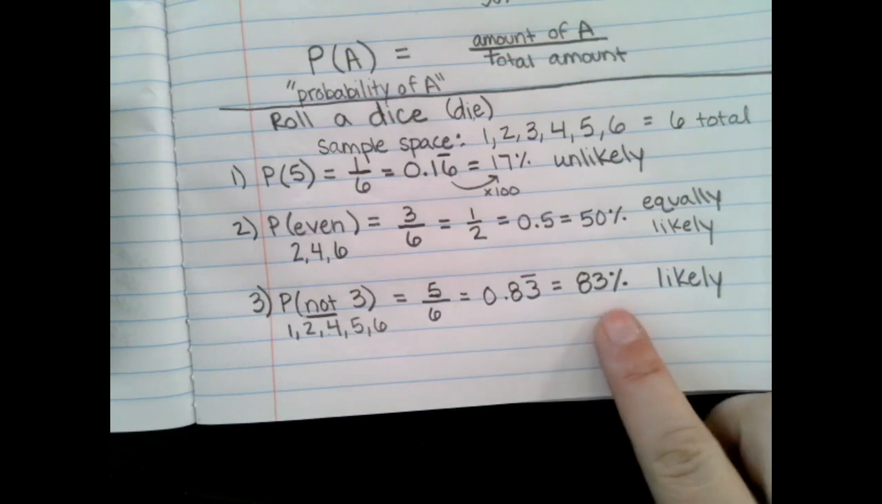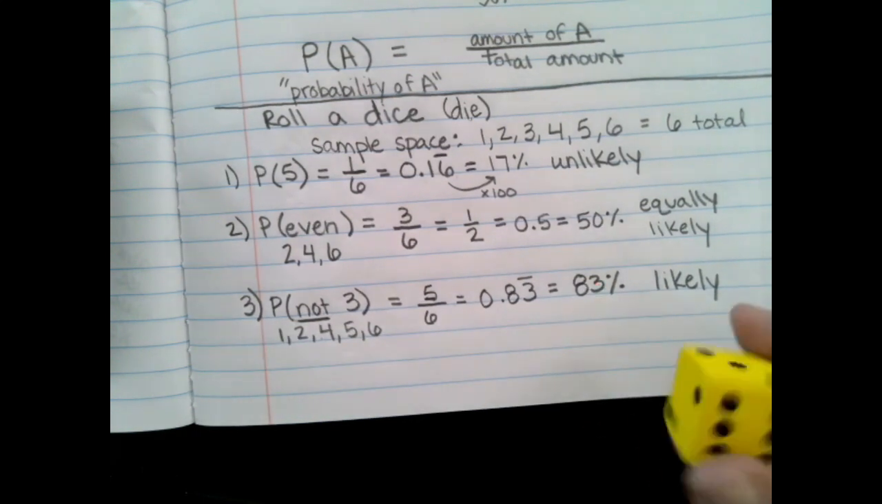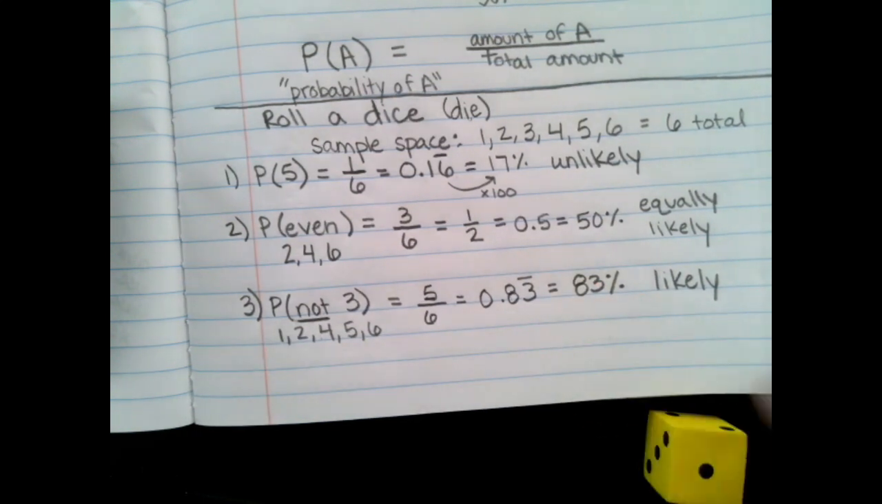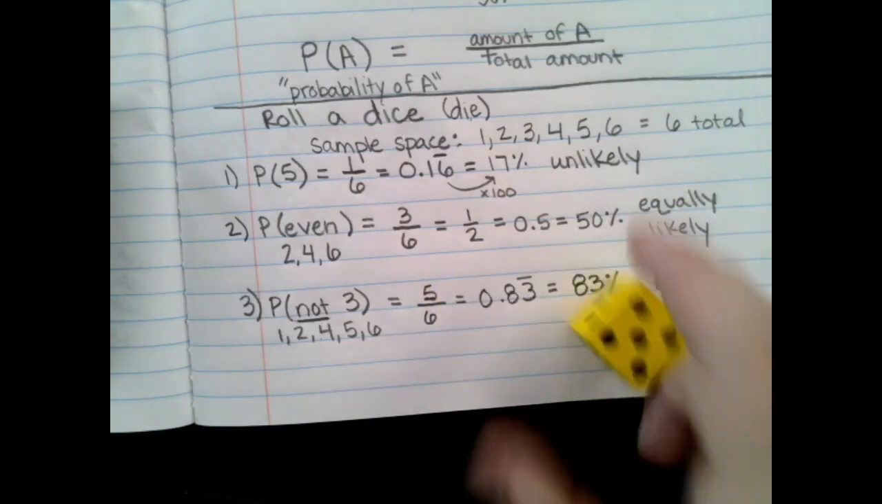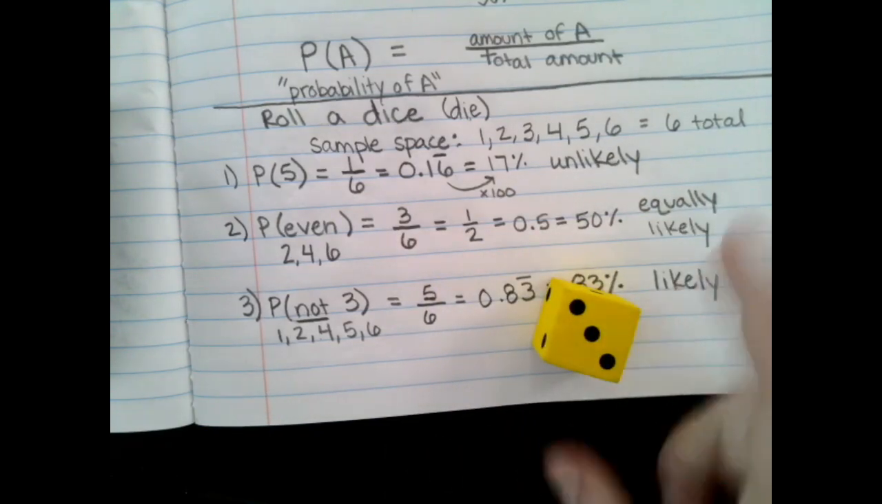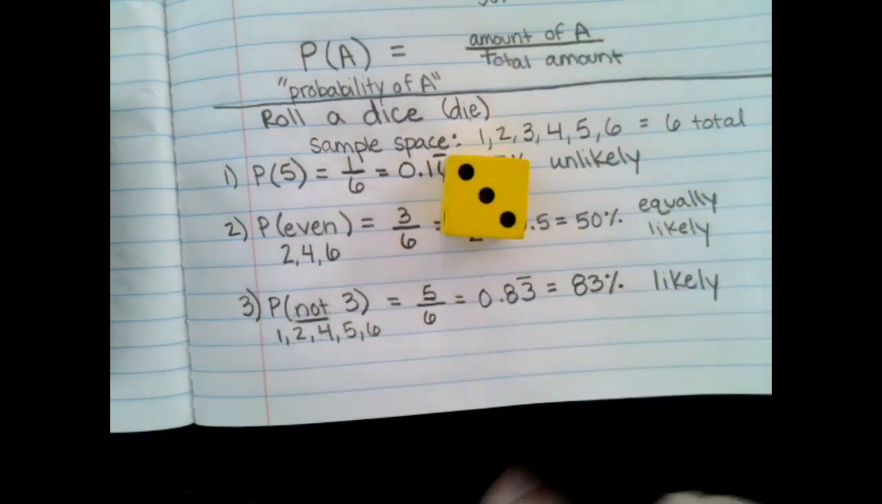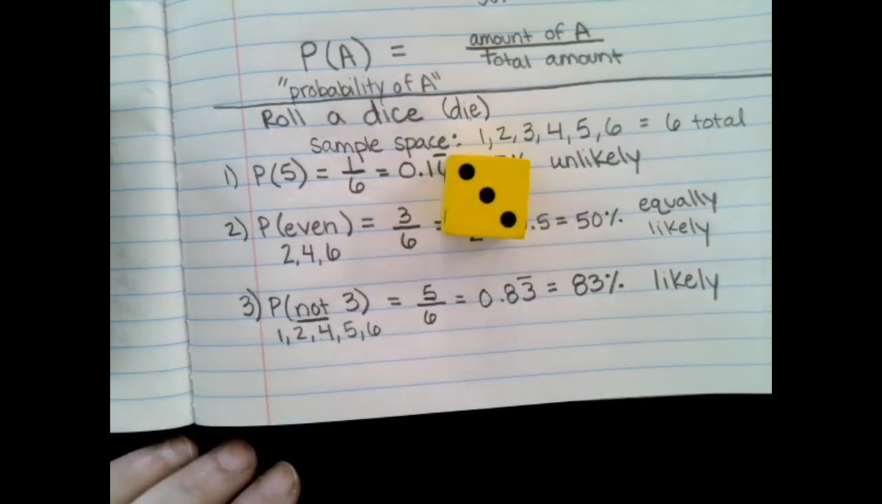Why isn't it certain? When I roll a dice, why is it not certain I won't get a 3? Because there's still a 3, right? It's still there. So it's not certain. There's still a 3, but most of the time we won't get a 3.